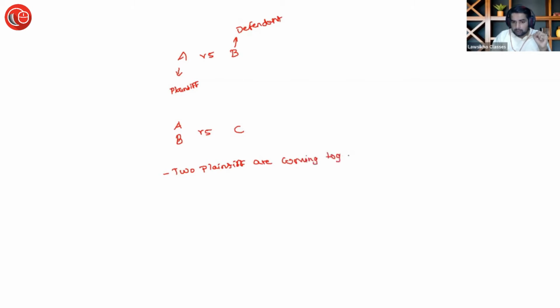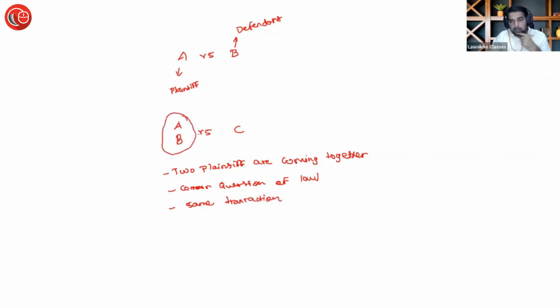कुछ तो कारण होगा क्यों ऐसी क्या पड़ी है कि एक साथ आने की. Because there is a common question of law. Firstly, there is a common question of law. Secondly, the act is committed in same transaction. ठीक है, ये तो हम डिटेल में देखेंगे. Now, when two plaintiffs come together and they file a suit against one defendant, that is known as joinder of plaintiff. अब दोनों plaintiff एक साथ join हो गए ना, so this is known as joinder of plaintiff.